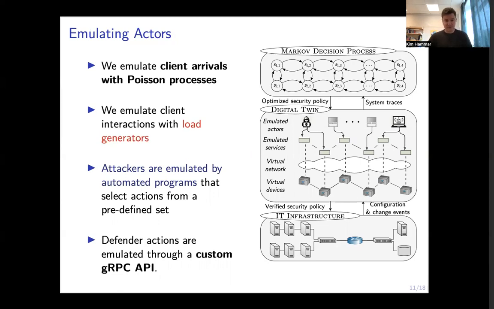Finally, to emulate the defender actions, we have developed a custom gRPC API that allows us to run the defender actions. Typical defender actions may be, for example, to create a honeypot, reset the user certificates, migrate a node from one zone to another, or perhaps shut down a node. We can do all of these actions through this specific gRPC API that we have developed. This essentially allows us to run these war games between the attacker and the defender in the digital twin, and then study how well different defender strategies work against different types of attackers.